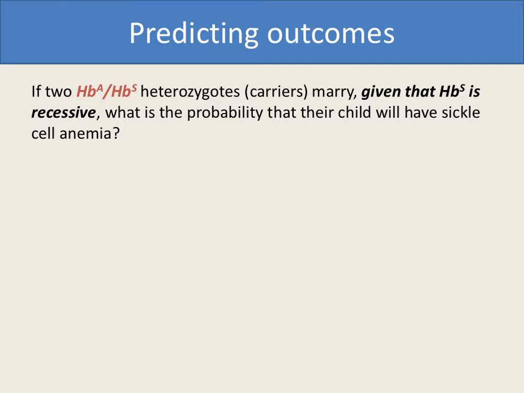So if 2 HBA, HBS heterozygotes marry, given that HBS is recessive, what's the probability that their child will have sickle cell anemia? To actually have sickle cell anemia, you need 2 HBSs. Okay. So how would you figure this out? Well, you'd make something called a Punnett square.